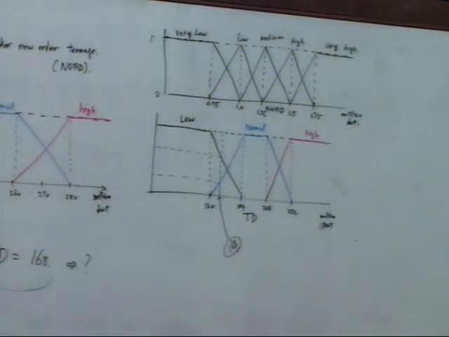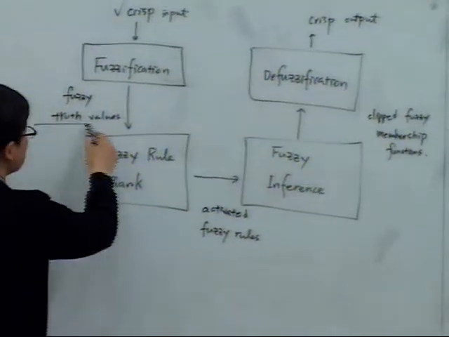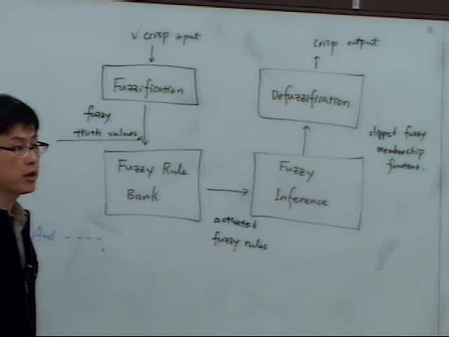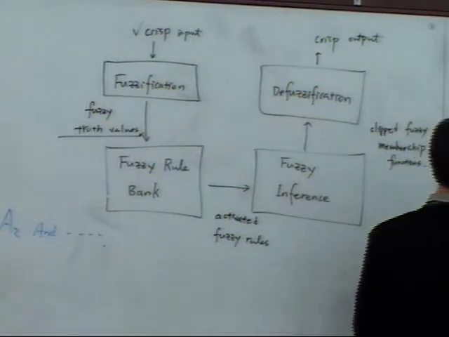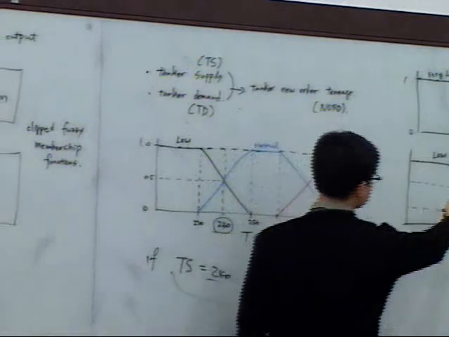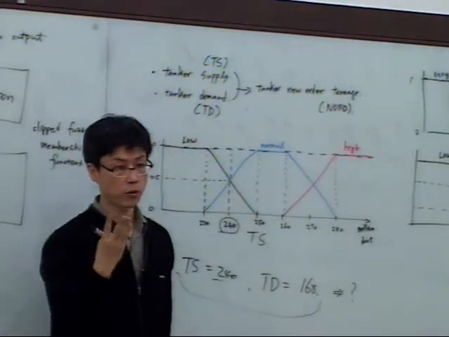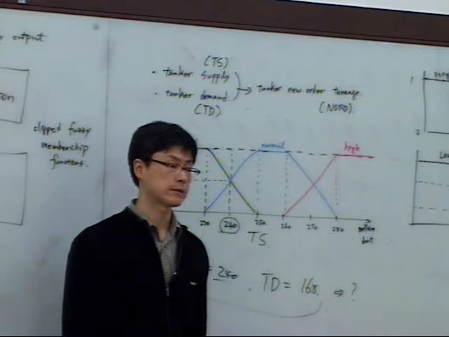So the output of this fuzzification of this crisp input is fuzzy truth values. We have two crisp inputs. For one, we have two fuzzy values. For the other, we also have two fuzzy values. So 4 different fuzzy values will be transformed into the fuzzy rule banks. Okay?